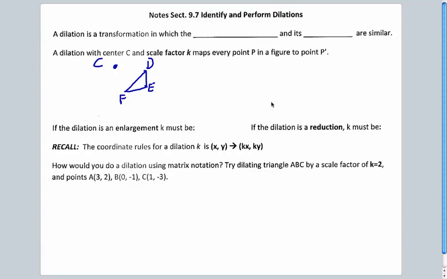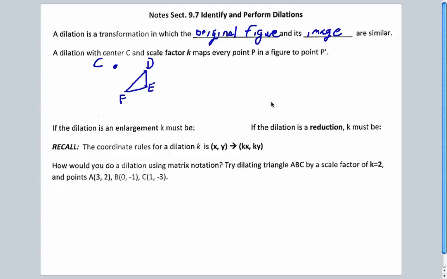Okay, section 9.7, we're going to talk about dilations, which is the last transformation that we'll talk about. A dilation is a transformation in which the original figure and its image are similar. Okay, so if we have a dilation, we always dilate from some center. It's very similar to a rotation, and the center is generally going to be at C.